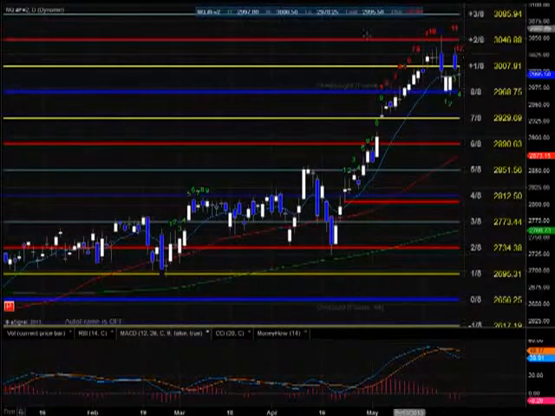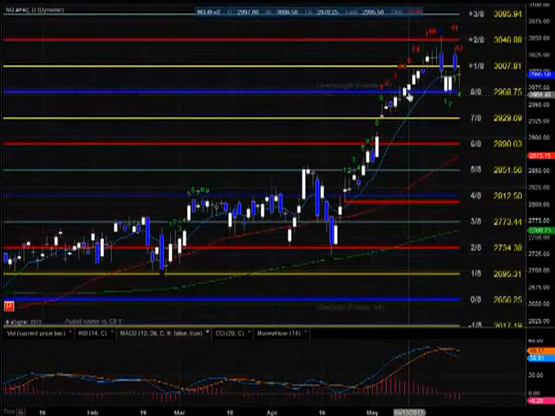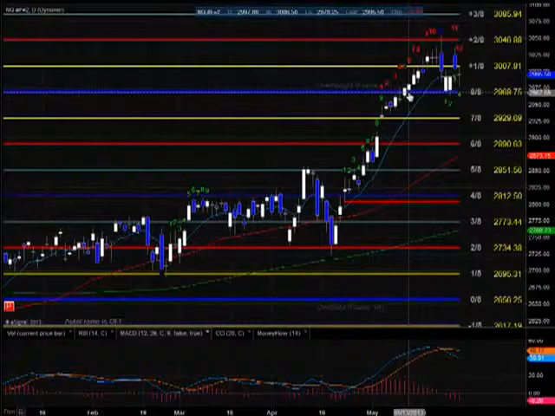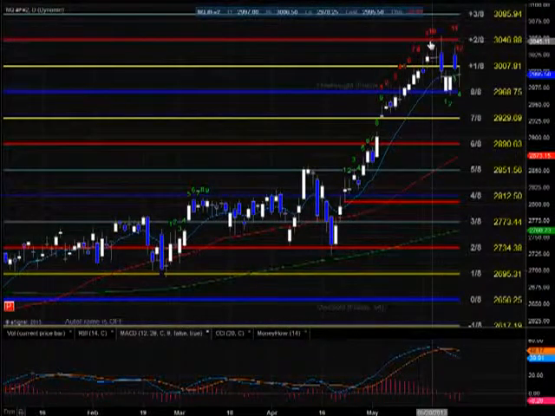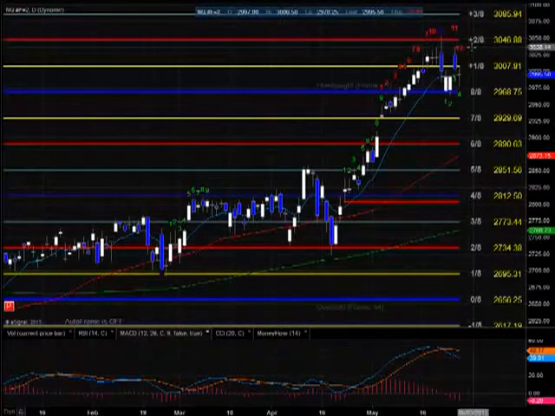So key support remains at 2968, which is the 0/8 level and approximately last week's low. Key resistance is still going to be plus 2/8 at 3046, and of course the high from Friday, which was 3036.